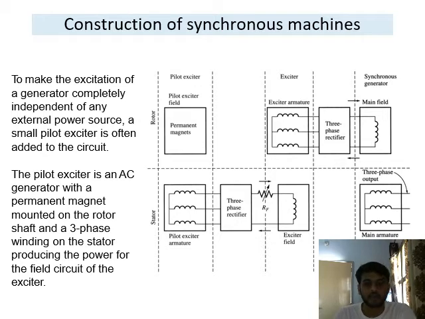Then we have a pilot exciter also, a permanent magnet machine, in which we use permanent magnets to excite. So the stator construction is similar for all. We only have to worry about how we can feed the DC power to the rotor.